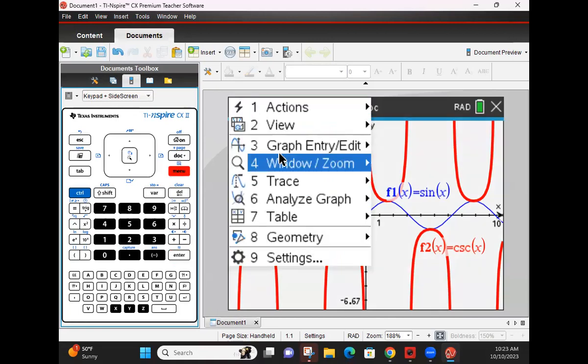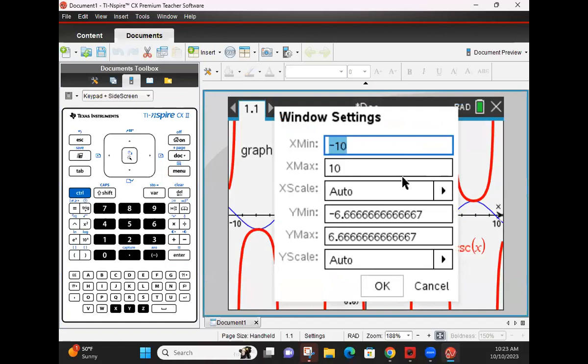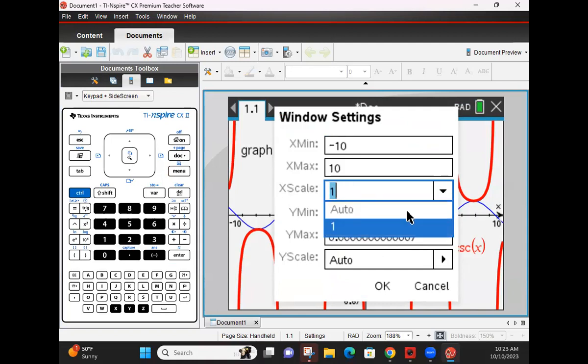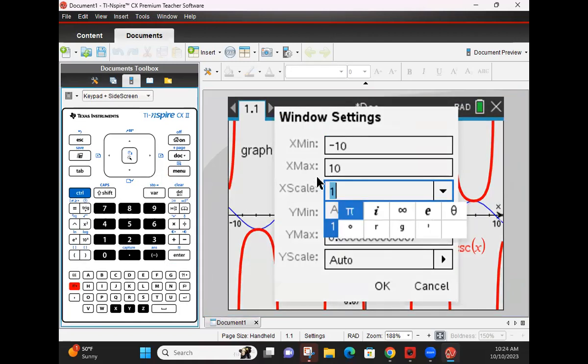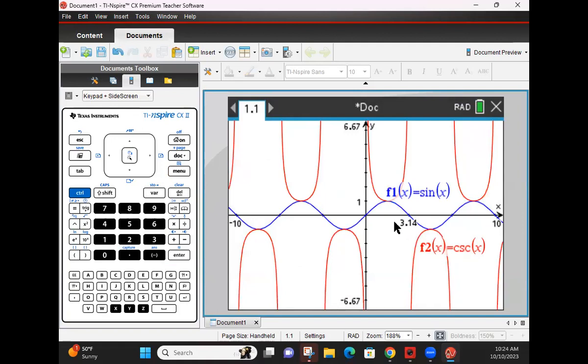I am not sure if we can adjust. I don't know if this will let us do pi for a scale. Is this my pi key? Let me see if it'll let us. Sort of, it gives us decimal approximations. So we can see pi about there, and this would be about negative pi. So your graphing calculator can give you those approximations if you wanted to see.